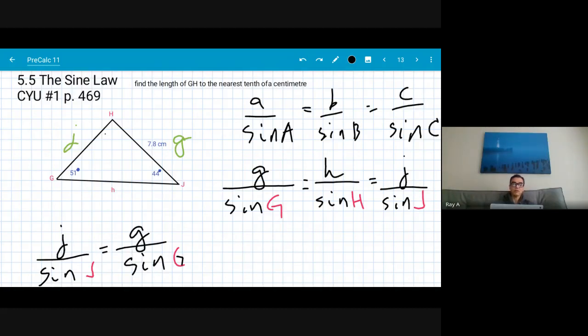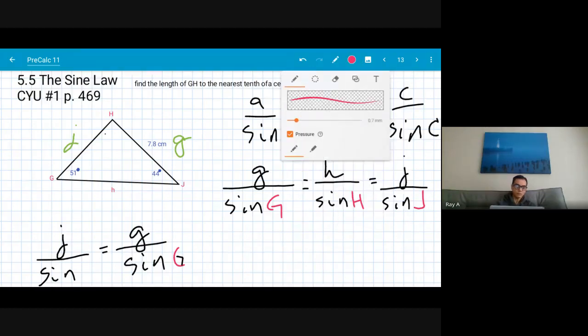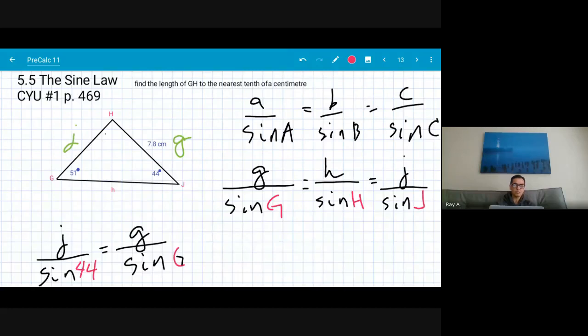Okay, so let's see. Obviously, we don't know what little j is. That's the one we're looking for, so that's fine. Do we have the value of capital J? Where's capital J? Right here. Oh yeah, it does have a value, 44 degrees. So we're going to replace the J with 44. Sine 44.